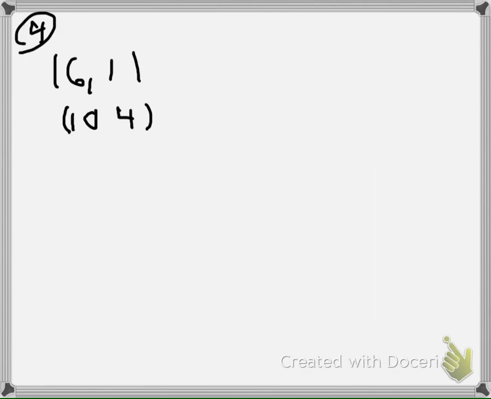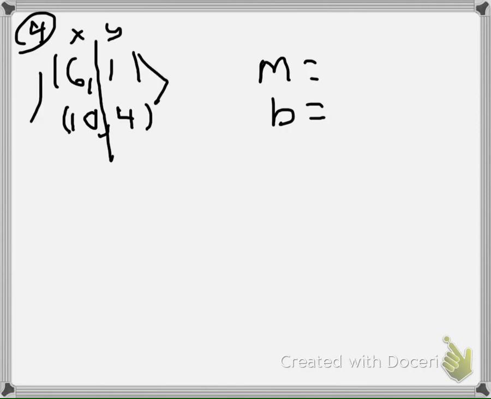Number 4. 6 1 and 10 4. You always need the same two things. Make this look like a table. Change in Y, 3. Change in X, 4. Change in Y over change in X. We'll leave that as 3/4. If you did it as a decimal and you divided, it'd be 0.75, but we know how to deal with fractions, so we'll just leave it as 3/4.